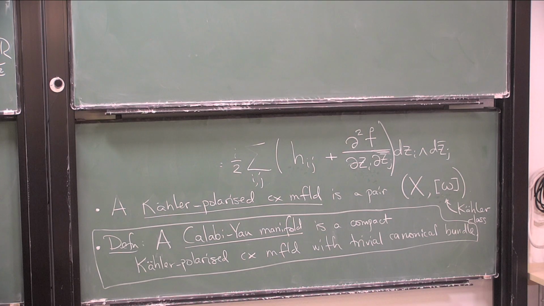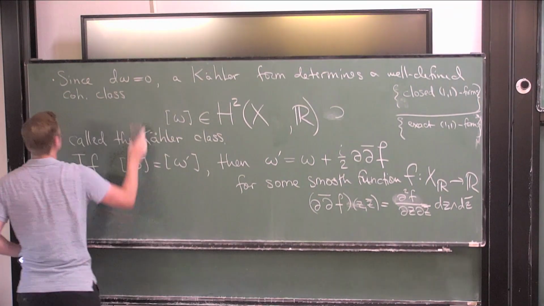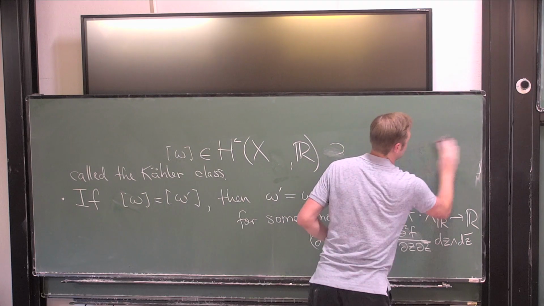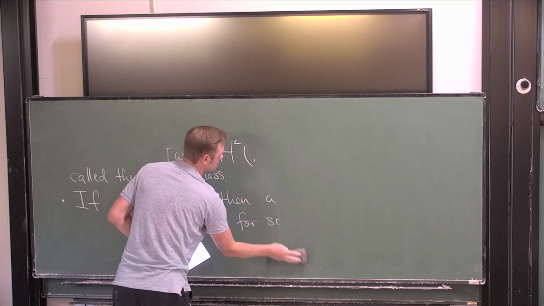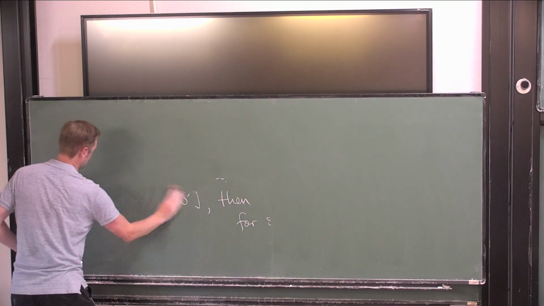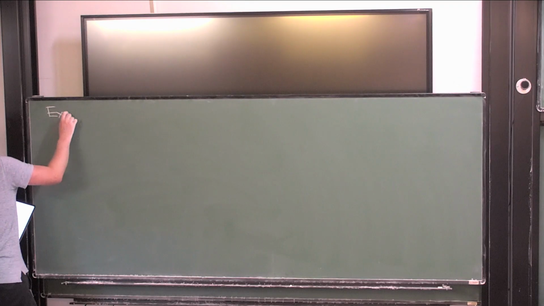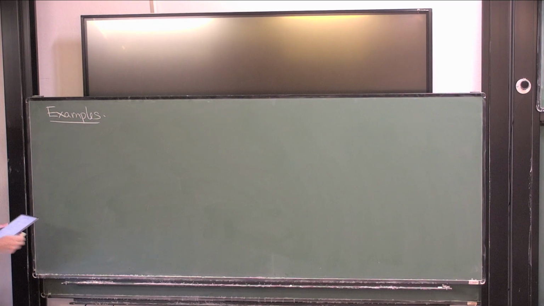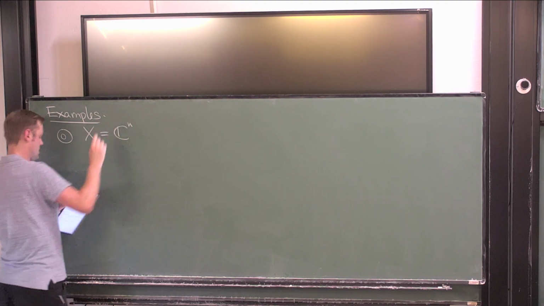Okay, so let's talk about some examples of Calabi-Yau manifolds and some examples of manifolds that are not Calabi-Yau. This is where I really want to get to. Okay, so as usual, example number 0 is the Euclidean space.